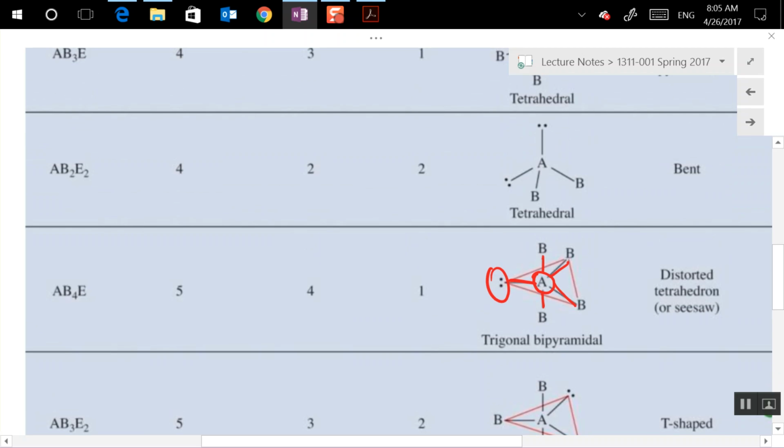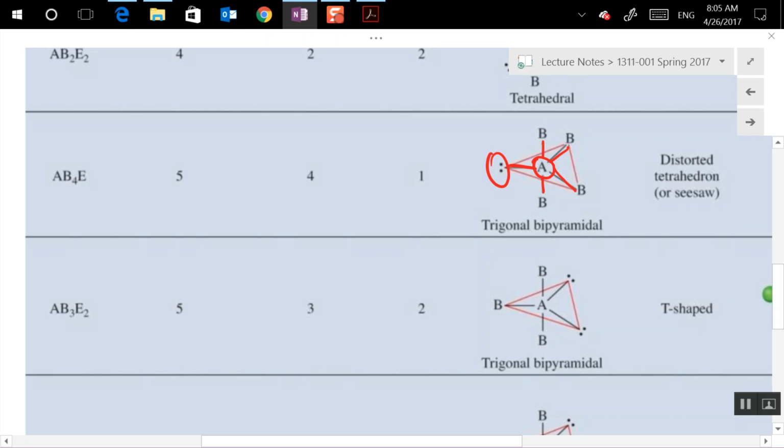Normally you'd say if you're bonded to 4 things, you'd be tetrahedral. Okay, but in this case, you're bonded to 4 things, and you have a lone pair on the central element. Therefore, that disrupts that tetrahedral shape, pushes these bonds down away from the lone pair, and you end up with what we call a trigonal bipyramidal shape.